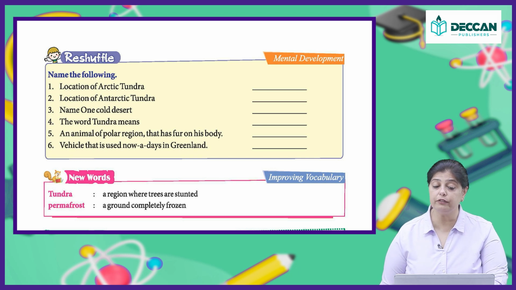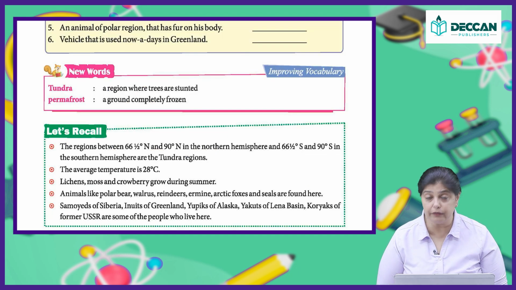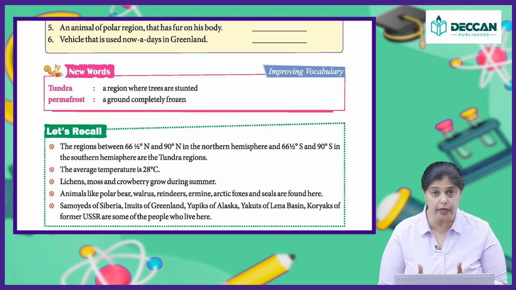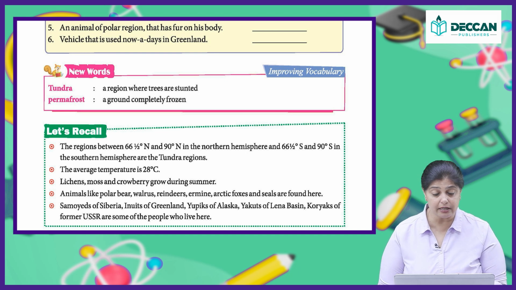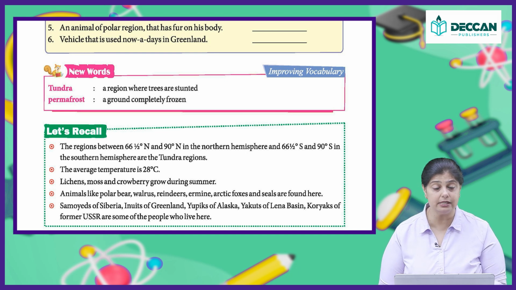And what are the new words we've learned in this chapter? Tundra, which is a region where trees are stunted. And permafrost is the ground which is completely frozen. Now, let's do a quick recall of this chapter, what we've learned. We've spoken about the tundra region which falls into the frigid zone of the earth. We've seen that the region is between 66.5 degrees north and 90 degrees north in the northern hemisphere, and 66.5 degrees south and 90 degrees south in the southern hemisphere.